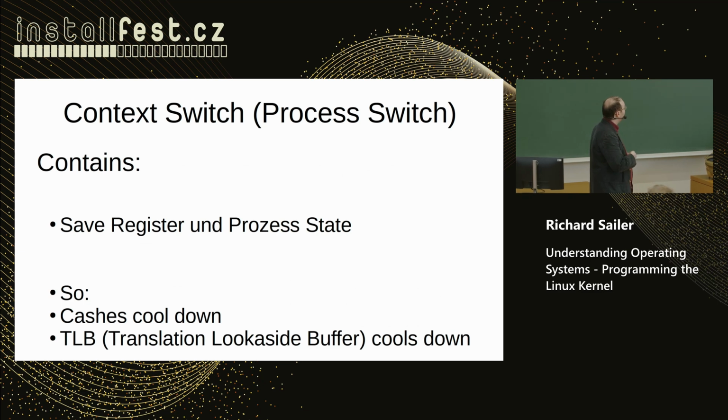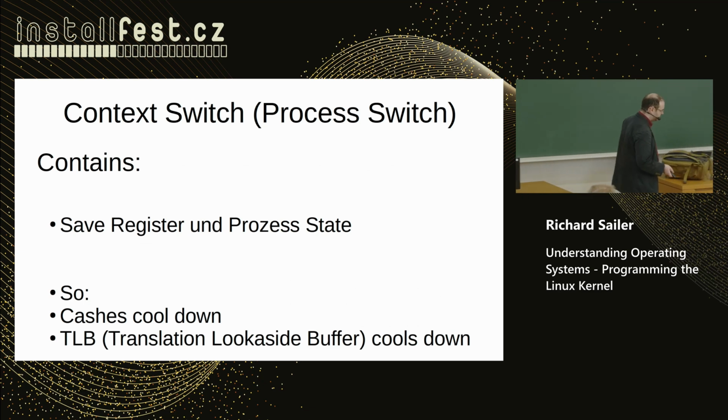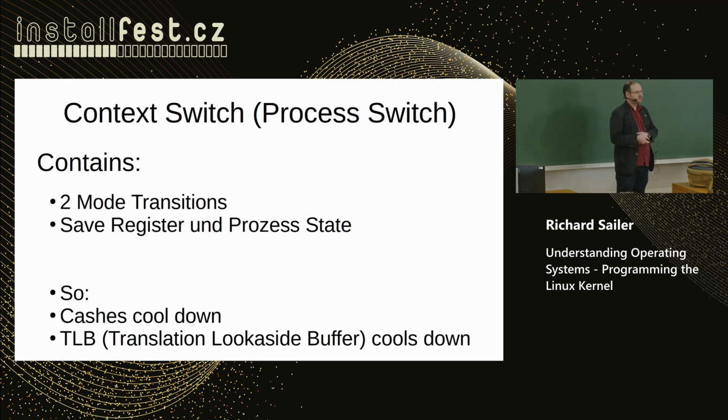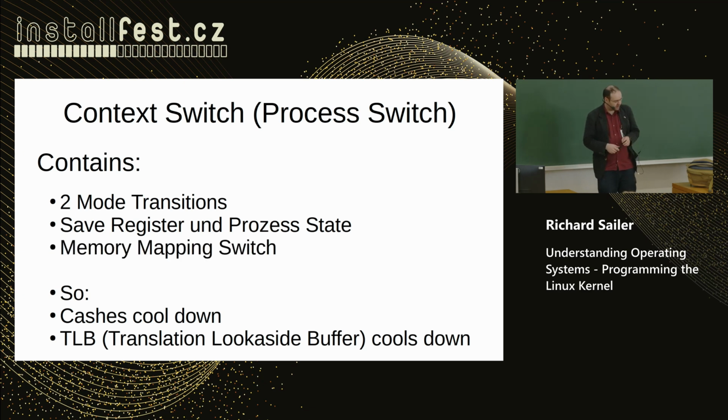Okay. So now the context switches. How do I switch from one process to another one? You have to save the registers and all the state of your process to make that work. And there are two mode transitions: you go into kernel space and then you go to the other process. And also, and that's one of the more important and expensive parts, you have a memory mapping switch. That means you had the virtual memory illusion of one process and you switch to another illusion.